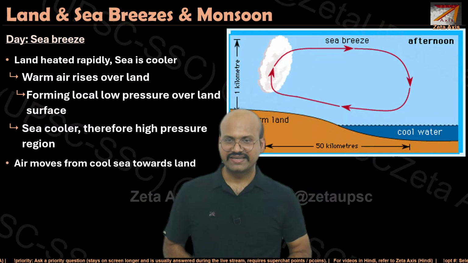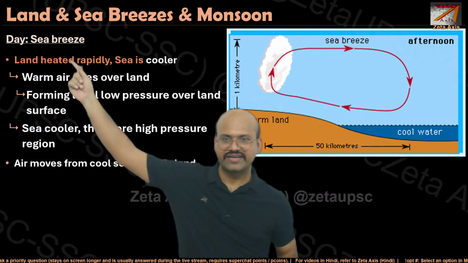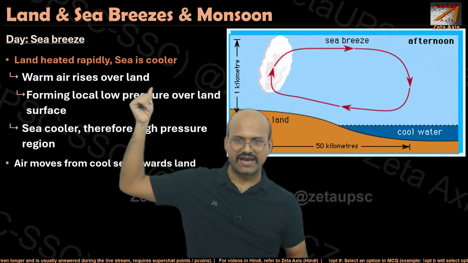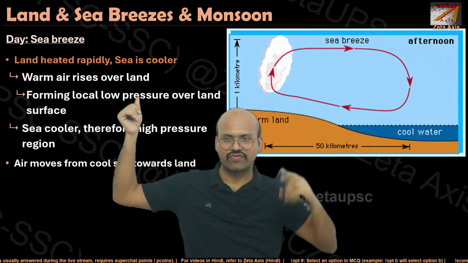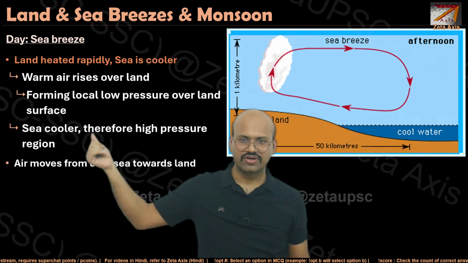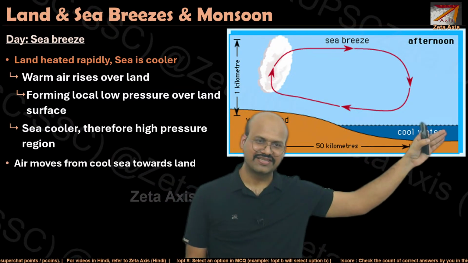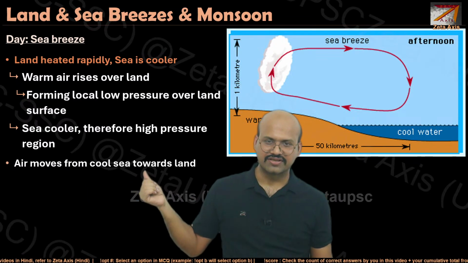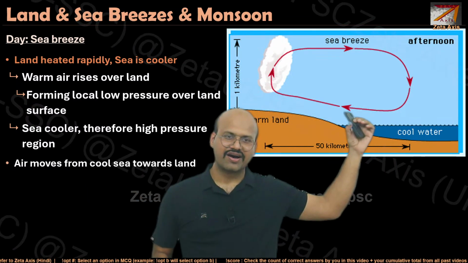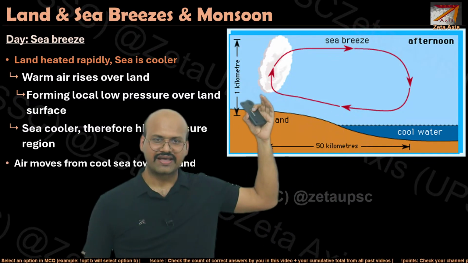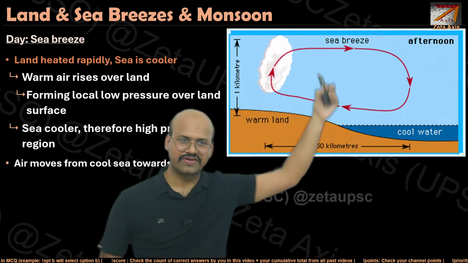Here in detail we can see that land is heated rapidly and sea is cooler during the day. Warm air rises over land. We can see that warm air is rising over the land, forming local low pressure over the land surface. The sea is cooler, therefore there is high pressure. Air moves from the cool sea towards land. Therefore the air will move from the sea towards the land, and then it will rise up. So this is our sea breeze.